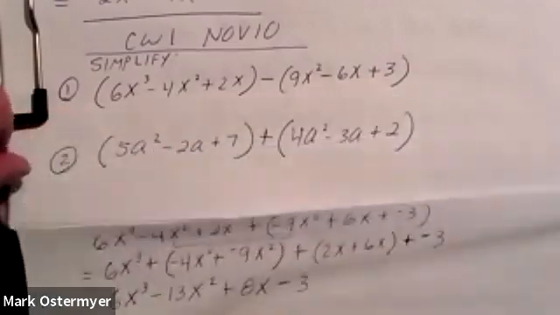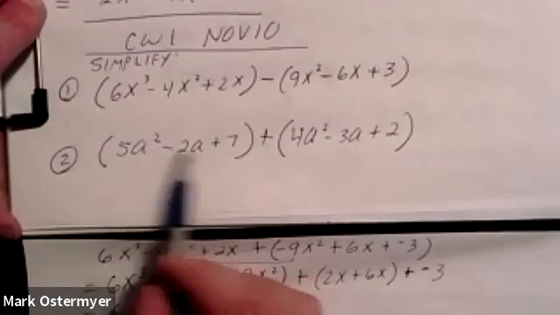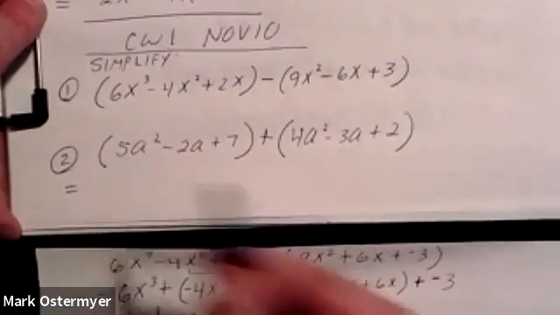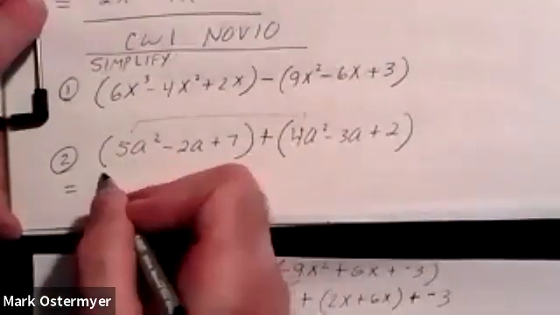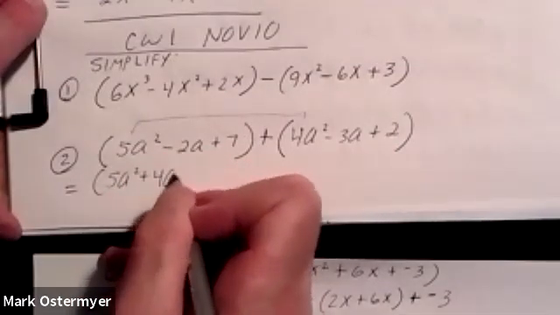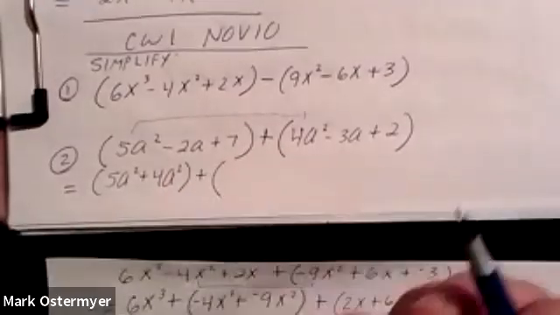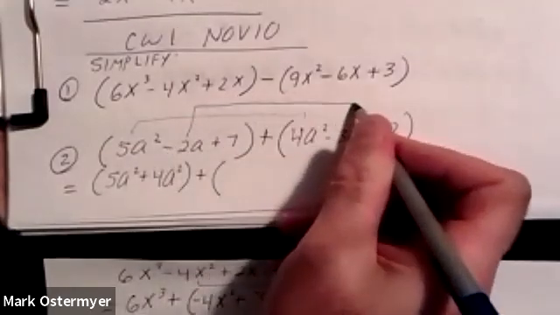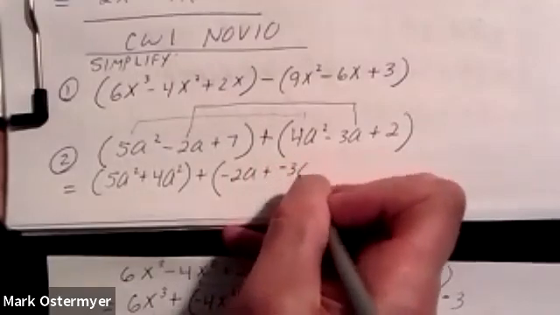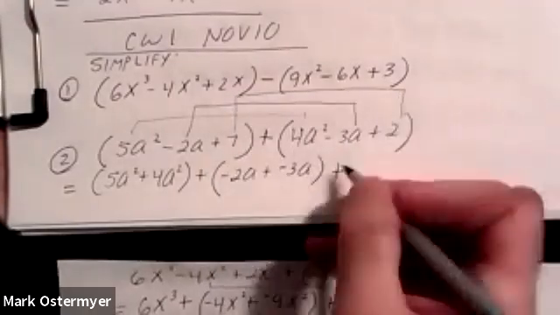All right. How about the second one here? Notice we're being asked to add two trinomials together, this trinomial and this trinomial. 5a squared needs to be added to a 4a squared. Feel free to rearrange your terms and group them together inside parentheses. You can always do that. Negative 2a must get added to a minus 3a. Plus, and then the 7 must get added to 2.